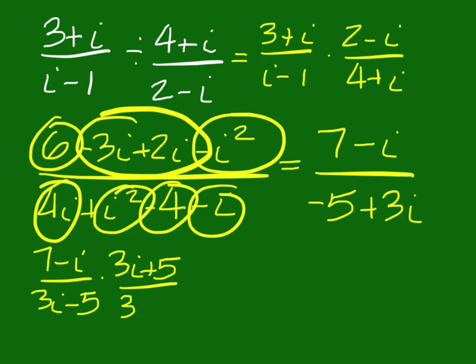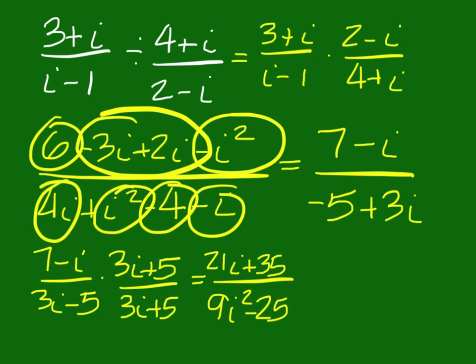So it's 3I plus 5. On the bottom, it's going to be a difference of 2 squares, so it's 9I squared minus 25. And on the top, you will have 21I plus 35 minus 3I and then minus 5I. On the bottom, it's going to be a negative 9 minus 25, which is a negative 34.